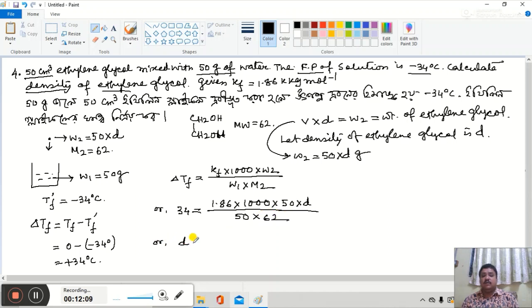By calculating, we get the value of d is equal to 1.133 gram per centimeter cube. It is the density of ethylene glycol.